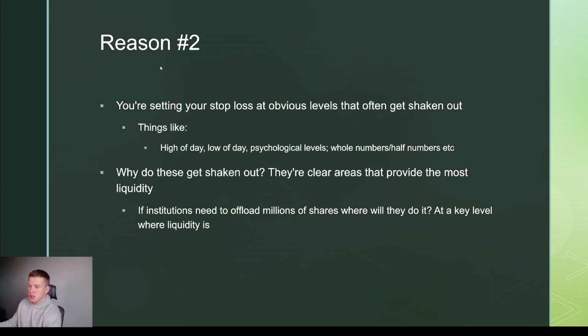These easy to watch areas are very common to get shaken out. So if Apple's at 165 and it goes to 164.80, it stops out all of those people and then reclaims back into that area. So you have to make sure you're setting it at a level that fits your strategy, but don't set it at a level so obvious that you're going to get shaken out.